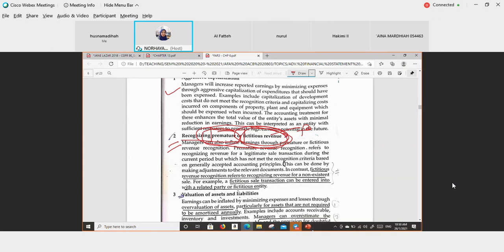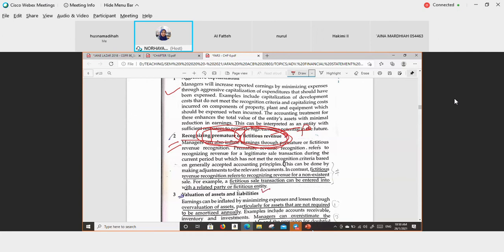Okay, this can be done by making adjustment to other relevant document. In contrast, fictitious revenue recognition, okay, is to recognize revenue from non-existent sales. Dia tak wujud tapi dia adakan dokumen tu. Okay, for example, fictitious sales transaction can be entered into related party or fictitious entity.